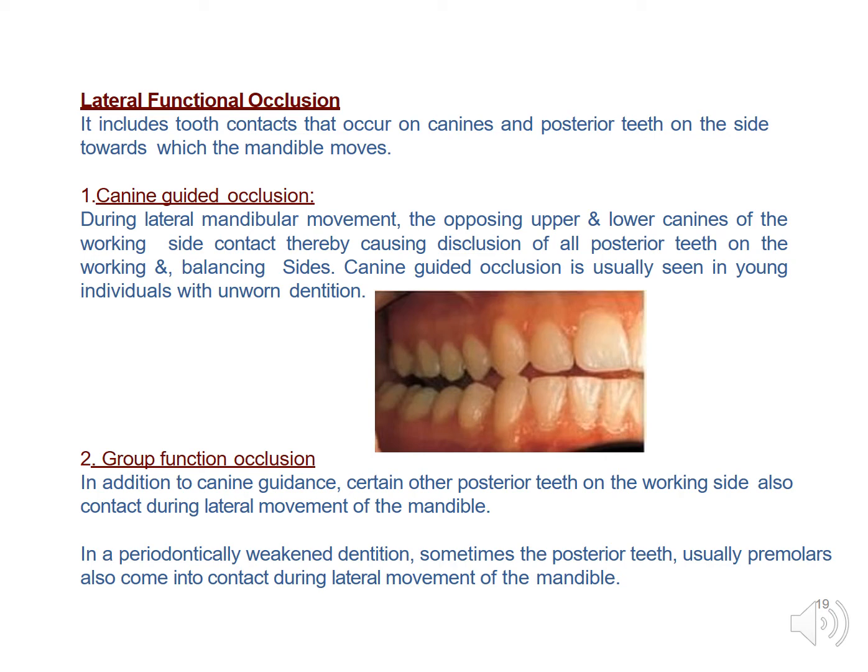Secondly is the group function occlusion. In addition to canine guidance, certain other posterior teeth on the working side also contact during lateral movement of the mandible. In a periodontally weakened dentition, sometimes the posterior teeth, usually premolars, also come into contact during lateral movement of the mandible. Group function occlusion usually happens in an older person because the canine is already worn, so that's why there is contact on other posterior teeth, for example the canine, premolars, and sometimes molars.